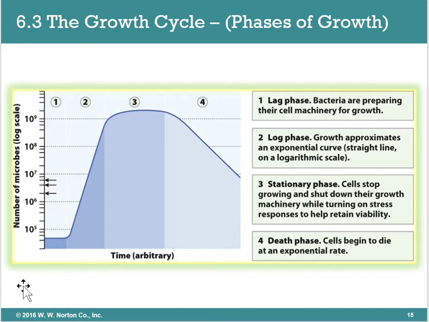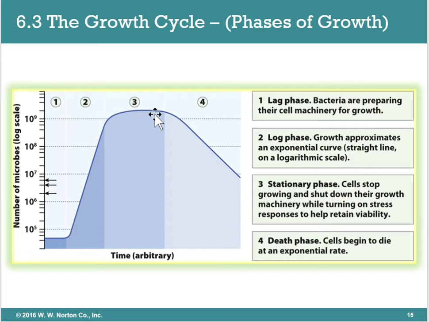Log is where there's exponential growth of them, where they're going like crazy. It's normally almost a straight line. And then at some point, the cell will get a signal to stop growing. They're starting to stress out because there's too many of them in a specific area. So this is called the stationary phase, where the growth tapers off.